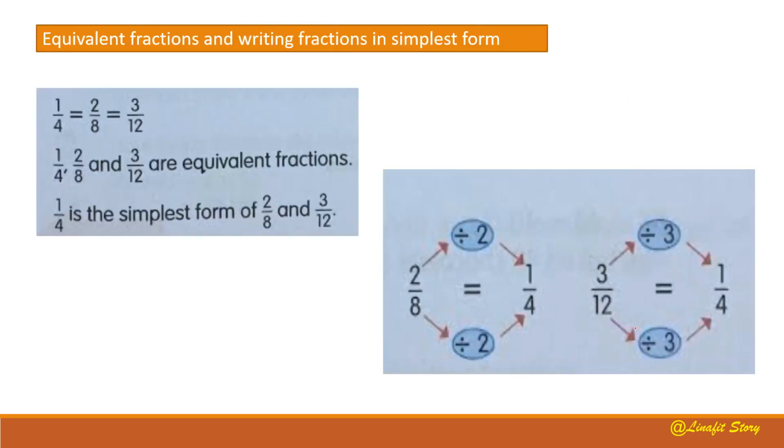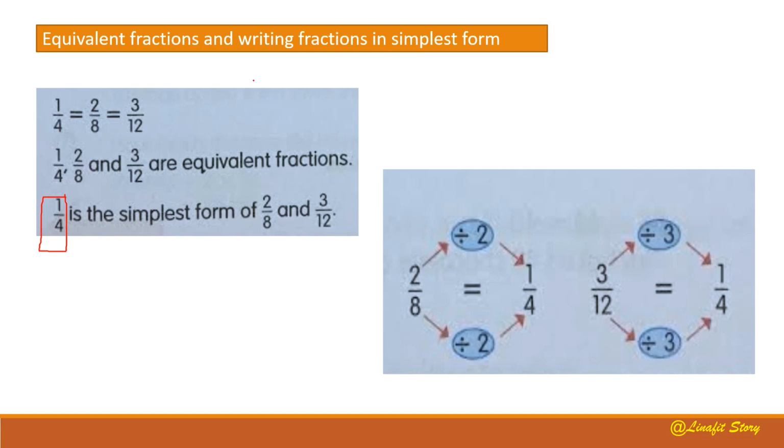Now we'll move on to equivalent fractions and writing fractions in their simplest form. So like over here, 1 out of 4 equals 2 out of 8 equals 3 out of 12. So 1 out of 4, 2 out of 8, and 3 out of 12 are equivalent fractions. And 1 out of 4 is the simplest form of 2 out of 8 and 3 out of 12.